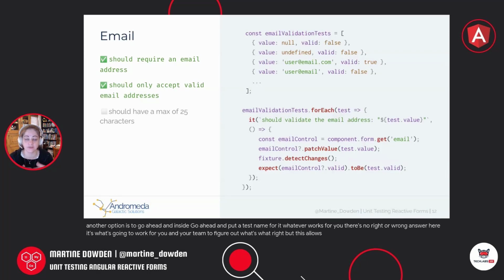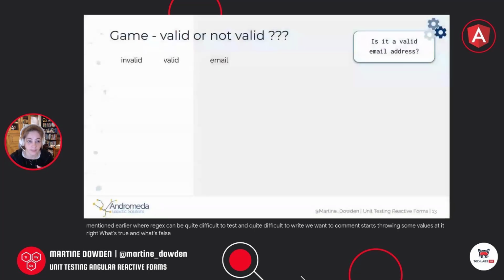But this allows us to very easily take a particular control, go ahead and patch it a slew of things, and to go ahead and test, which especially in an email field where we have this regex that we had mentioned earlier, where regex can be quite difficult to test and quite difficult to write, we want to start throwing some values at it, so that we can make sure that it's correctly flagging what's true and what's false. So let's play a little game about what email values are actually legitimate and not.